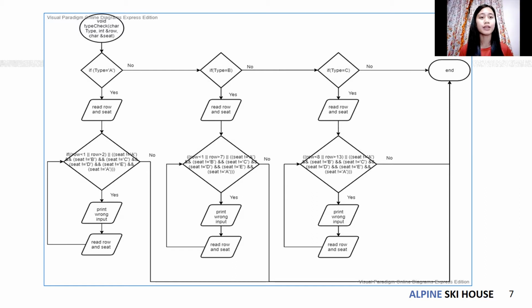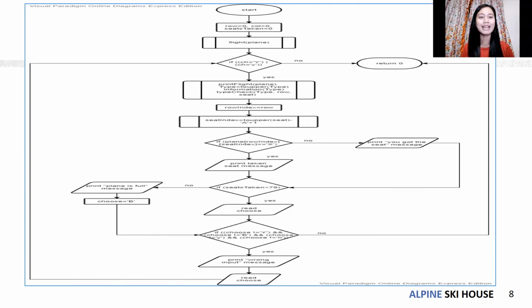From the slide, you can see the flow direction of no is always going to the end. Lastly, the flowchart shows from start, and then the flow direction is going to the process box. From the process box, the flow direction is going to the predefined process, and from the predefined process, it is going to the decision box.